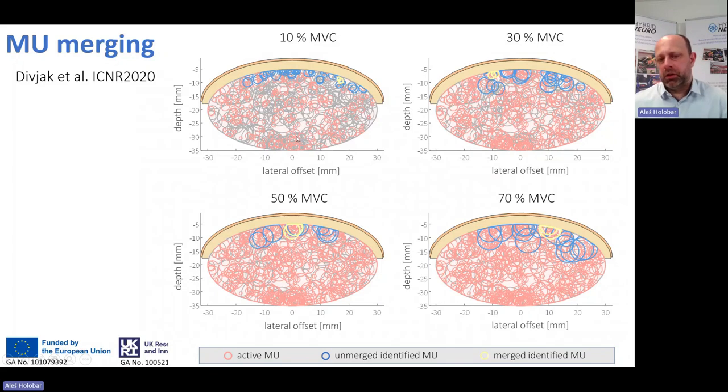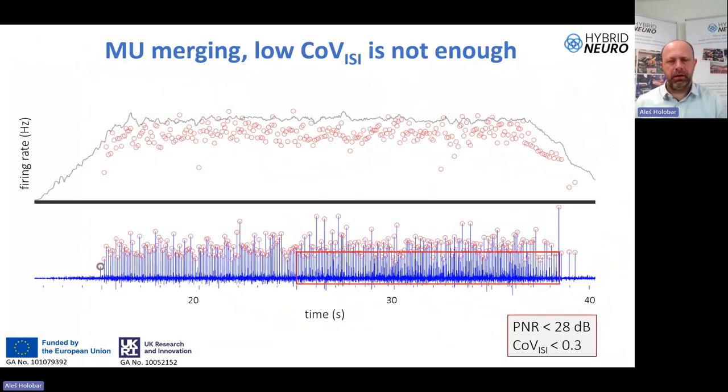And in this slide, basically you have a simulation representation of the motor unit territories with the pink ones active during particular contraction levels, so 4 different contraction levels. The blue ones are those that can be identified from surface EMG, and the yellow ones are an example of a pair of motor units that merged together, producing one spike train. And the separation of these merged spike trains is a quite difficult problem. Nina could tell you much more on how difficult it is to separate them.